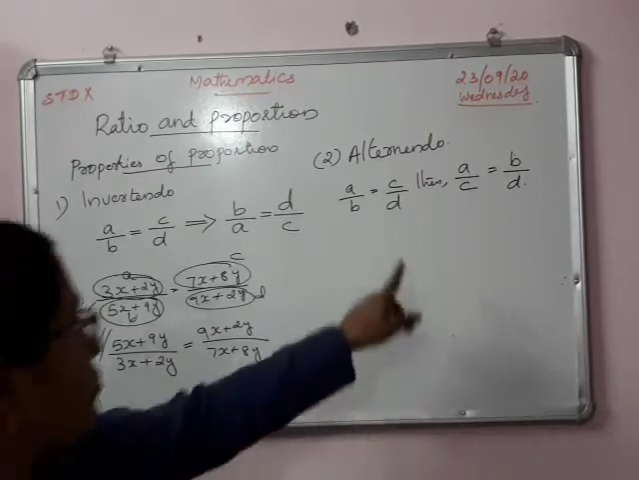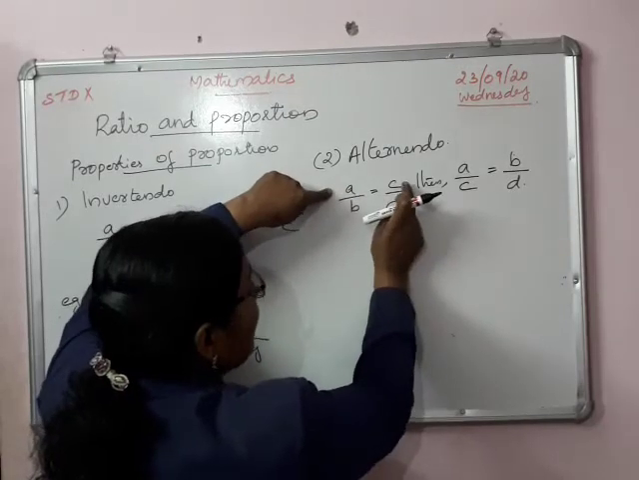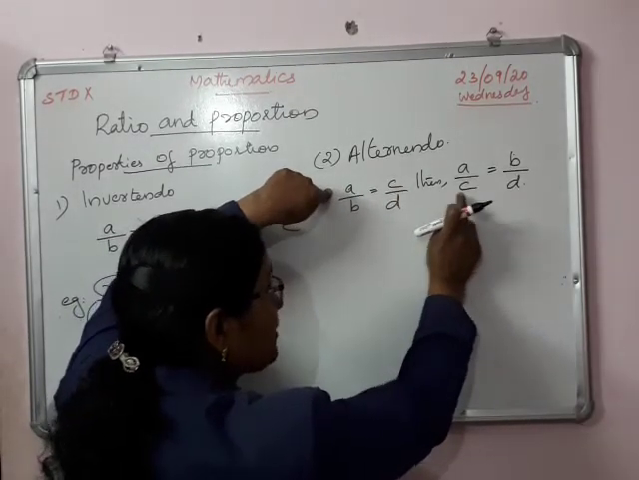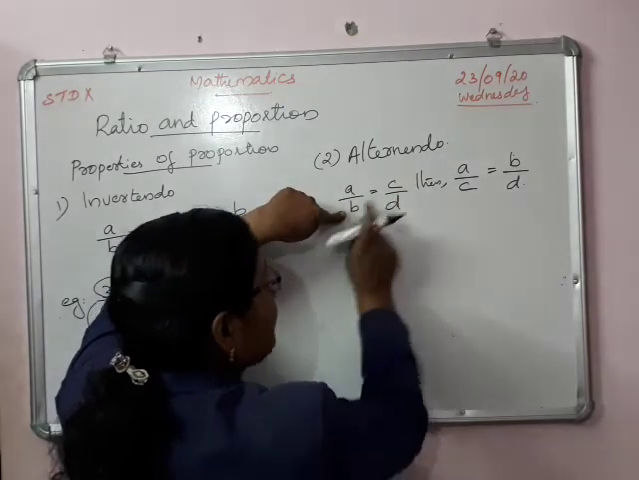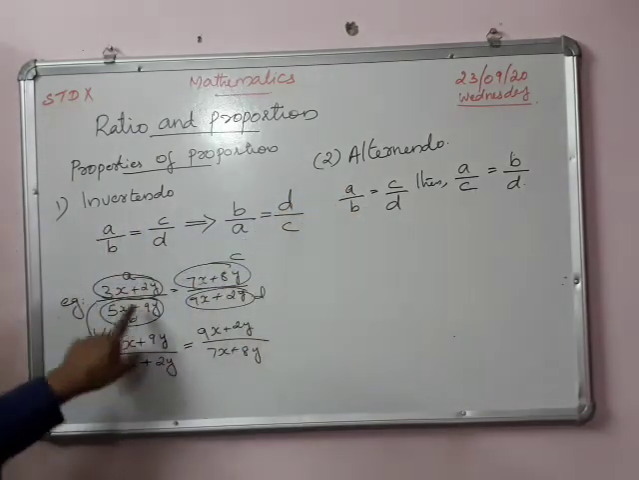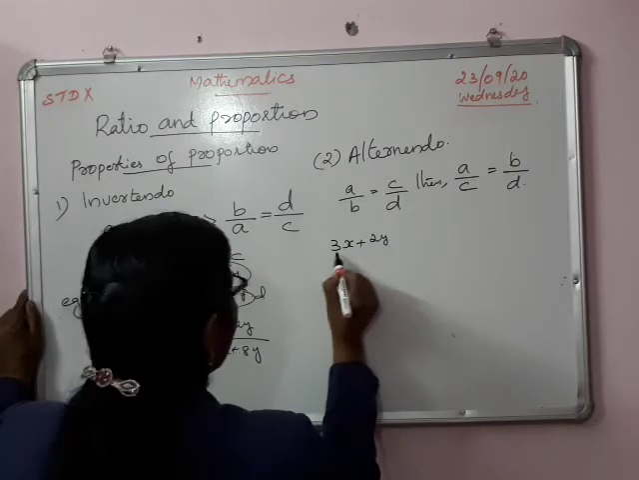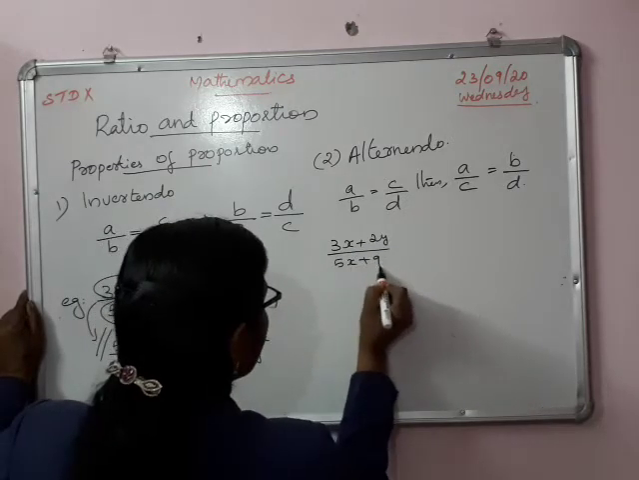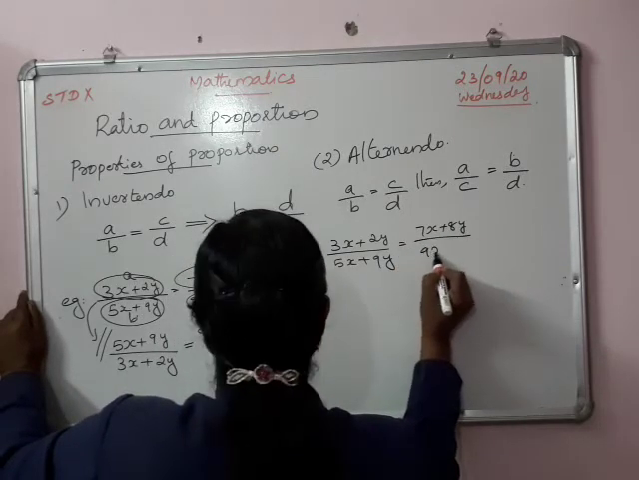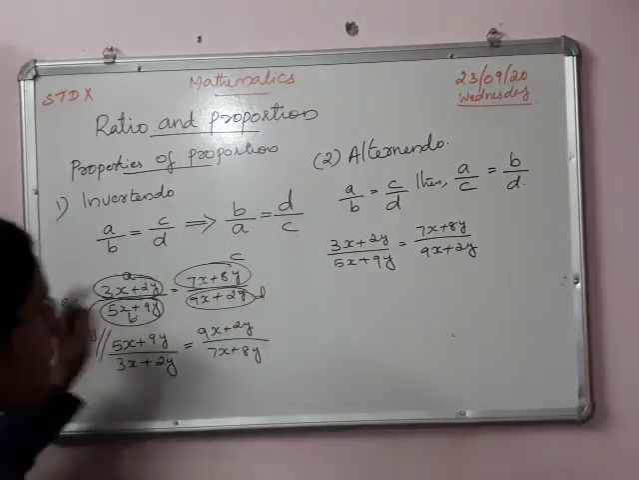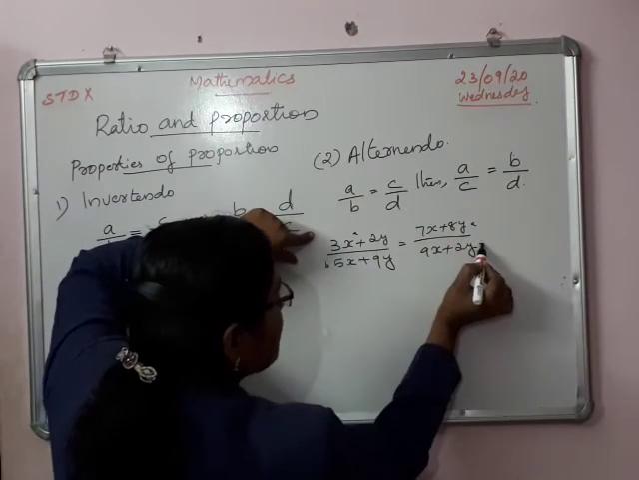Here you see the first one: there is no change in the numerator. But the second one's numerator becomes the denominator of the first one, and at the same time the denominator of the first one becomes the numerator of the second one. For example, this same example: (3x plus 2y) divided by (5x plus 9y) is equal to (7x plus 8y) divided by (9x plus 2y). How can we convert it? Suppose this is A, this is B, this is C and this is D.